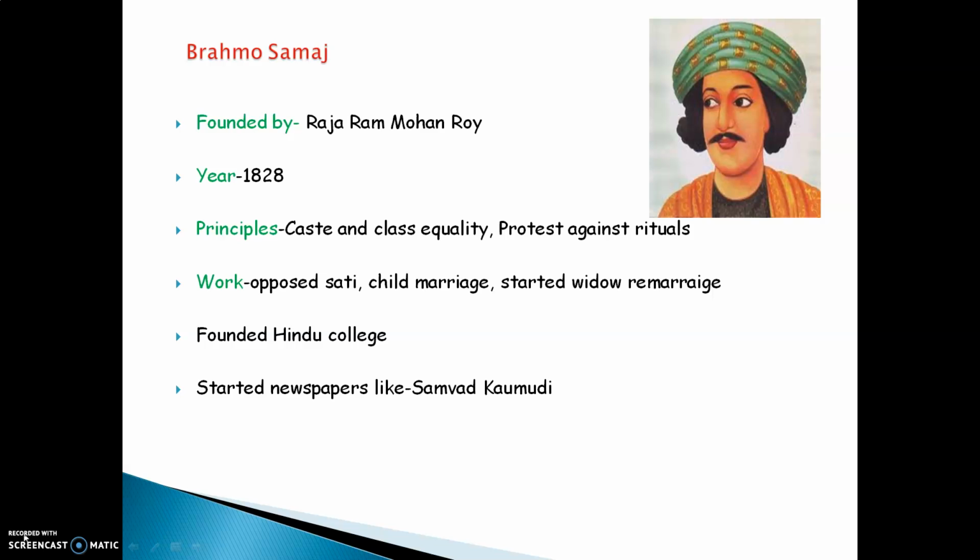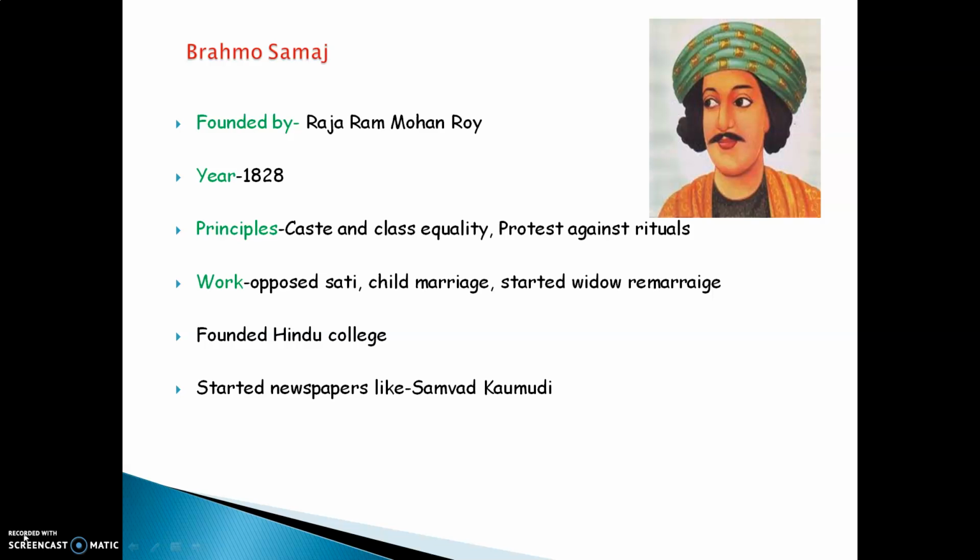It was founded by Raja Ram Mohan Roy in the year 1828. Principles: the main aim of the Samaj was to bring caste and class equality, caste and class in terms of social factors. Rich and poor were equal in terms of caste and class. Nobody was rich, nobody was superior, everybody was equal.